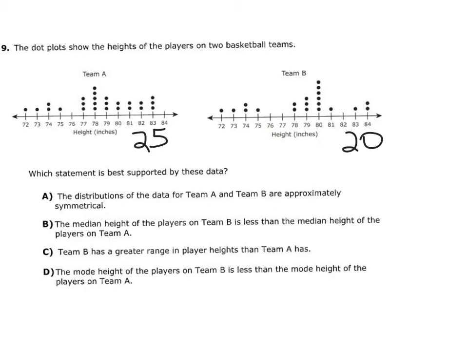So now that we know that information, we can go ahead and look at this. For letter A, it says the distribution of the data for Team A and Team B are approximately symmetrical. Well, symmetrical means that if you divide this in two, it's going to look the same on one side and the other. So in this case, it's not symmetrical. It's not even close to being symmetrical, so that statement is false.